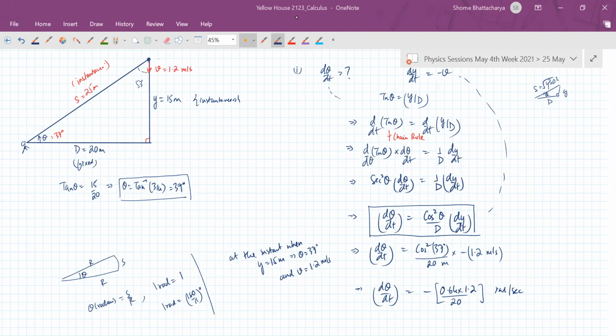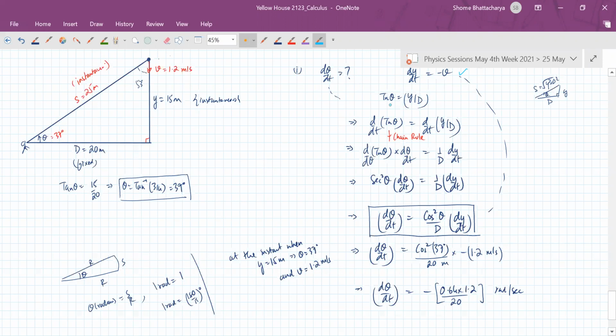Yeah, so Bhavika, I'm explaining the first part again. What we wanted to do was find out the rate of change of theta. d theta by dt is our target. This is what we're trying to find out. But we know the value of dy by dt. We know it's minus v, and v's value is given to us at this instant.